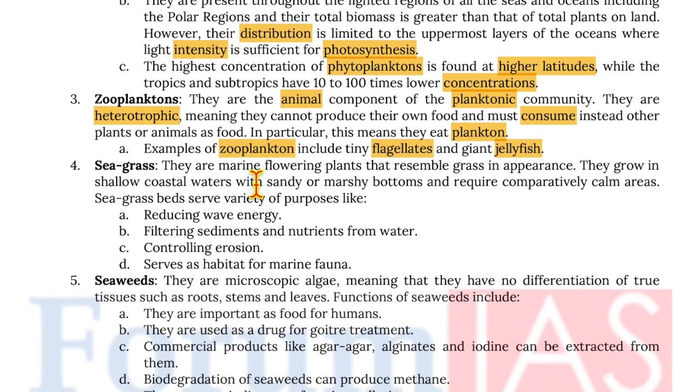Moving on to seagrass, these are marine flowering plants that resemble grass in appearance. They grow in shallow coastal waters with sandy or marshy bottoms, and require comparatively calm areas. Now, seagrass beds serve a variety of purposes like reducing wave energy, filtering sediments and nutrients from water, controlling erosion, and they serve as a habitat for marine fauna.